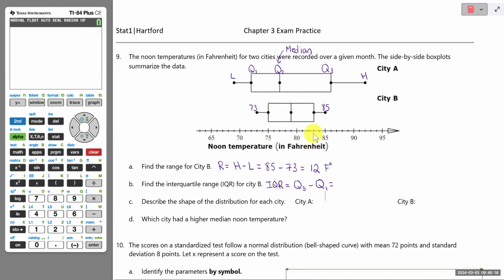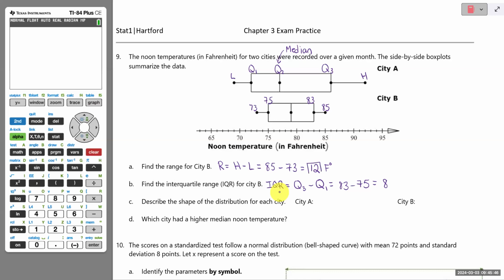So it looks like the third quartile there is 83. And the first quartile at 75. So substituting, we would have 83 minus 75. And that will be a difference of 8. All right, and like I said, I won't write the units again here. Just wanted to emphasize that we do have units involved, and we'll go to C.